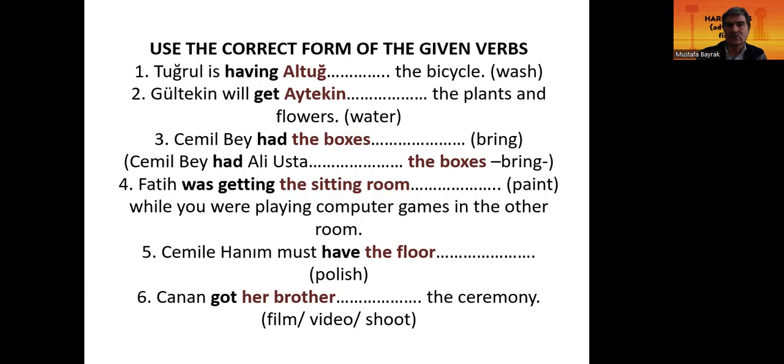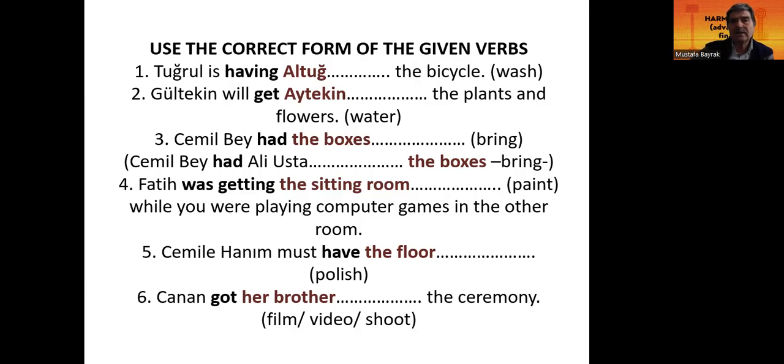For example, wash, water, bring, paint. Okay, question 1. Tuğrul is having Ali to blank the bicycle. Yes. Have somebody do. So wash is fixed. Always verb 1. Tuğrul is having Ali to wash the bicycle. Yes. Gültekin will get Aytekin. So get somebody to do something. Gültekin will get Aytekin to water the plants and flowers.